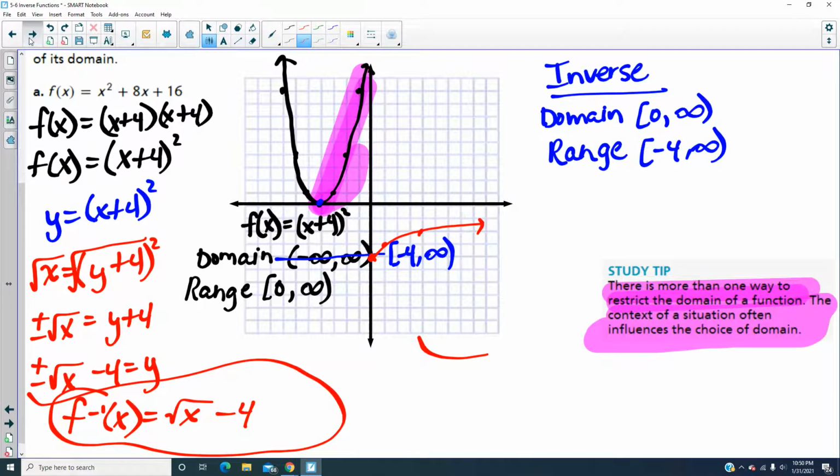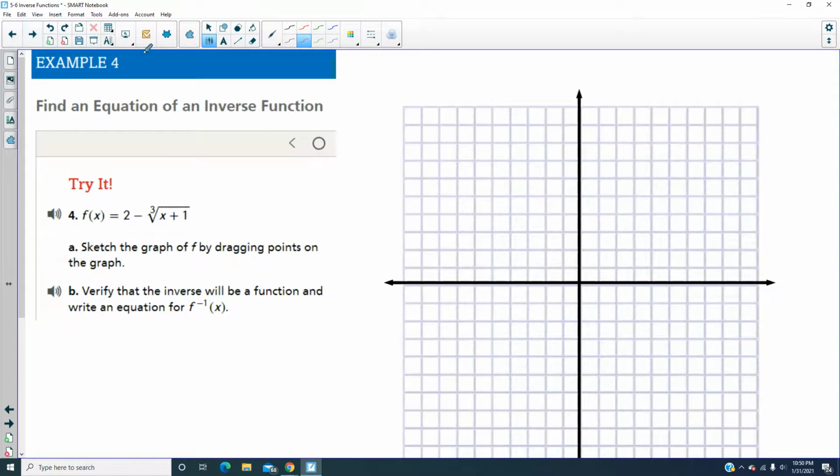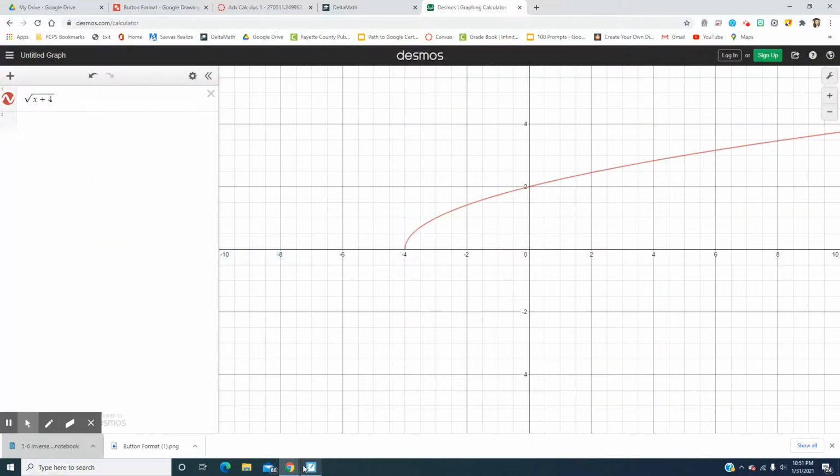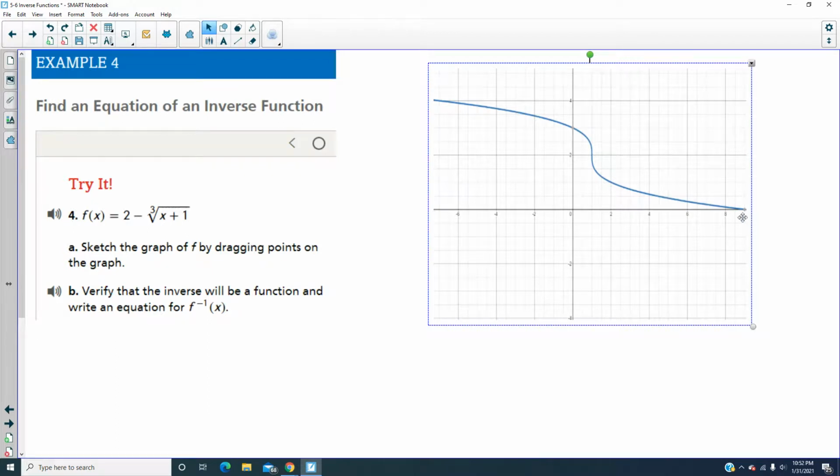All right. Then in example 3b, we can skip example 4. Find an equation of an inverse function, and then we'll sketch a graph. All right. So here's f. So sketch the graph of f by drawing points on the graph. So that means I need to take the parent function, shift it to the left 1, reflect it across the x-axis and up 2. So let me go ahead and do that. Okay, so here's the graph. Just sketched it on Desmos.